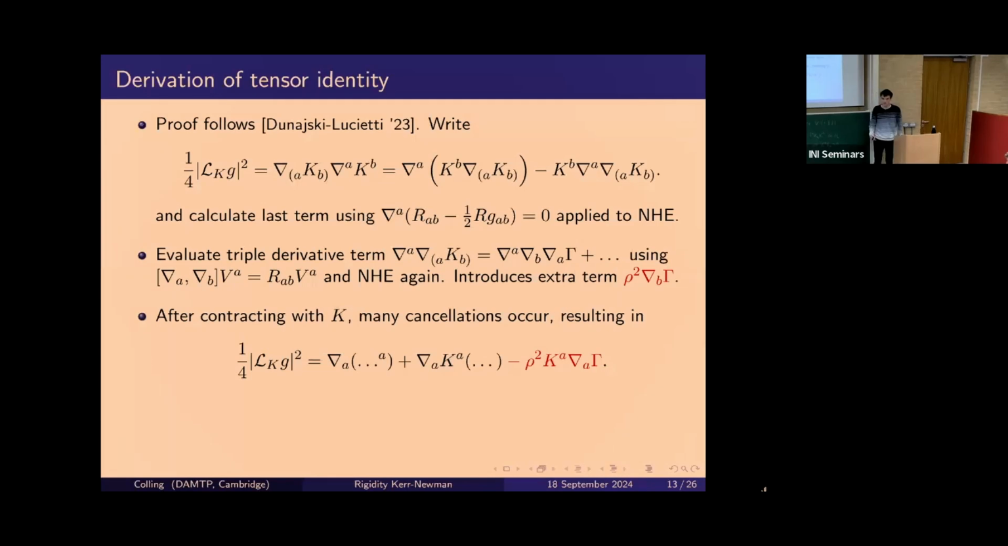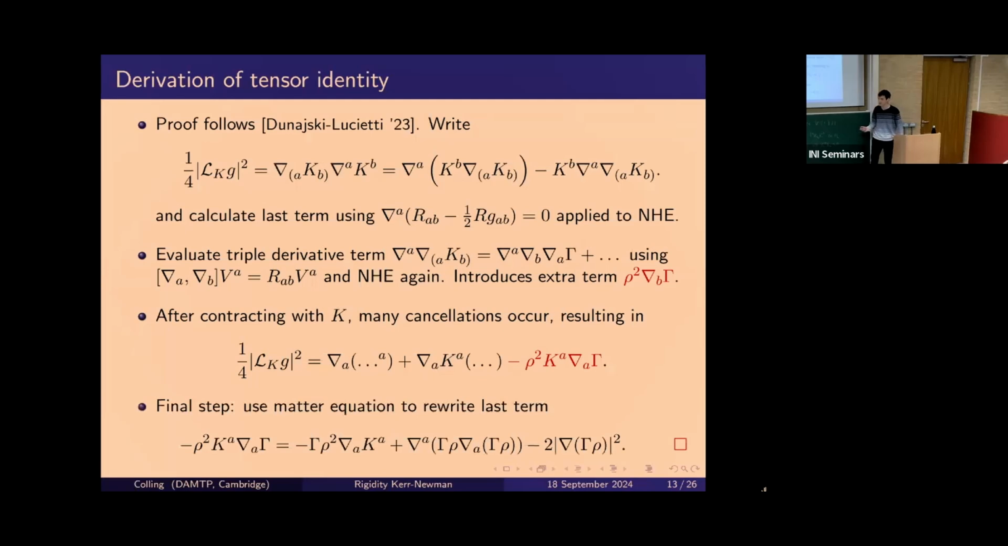So now the trick is to try to rewrite this last term into something useful using the matter equation. And this can be done. So we can express it as something proportional to the divergence of K plus a total divergence plus a term that is of definite sign. And luckily, it has the right sign for the identity to work. And this is how you get the identity.